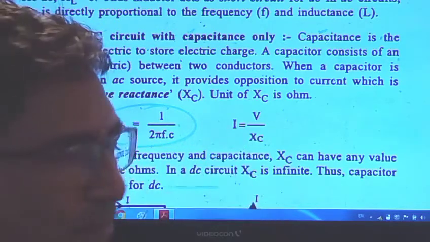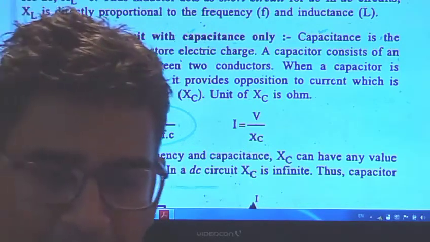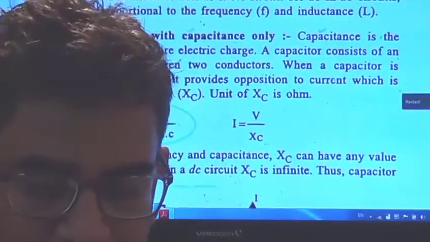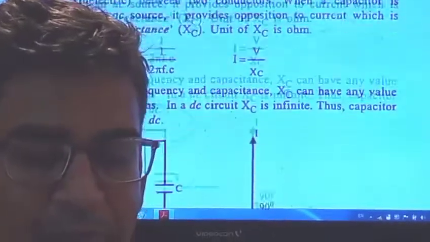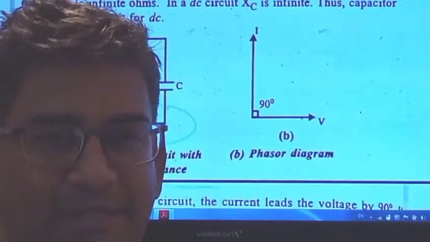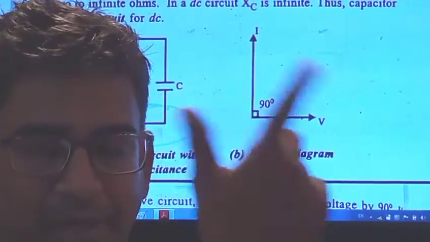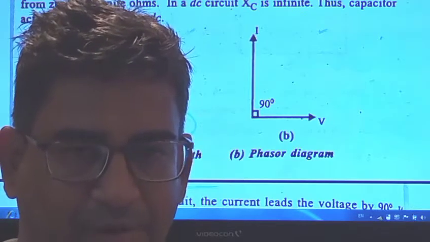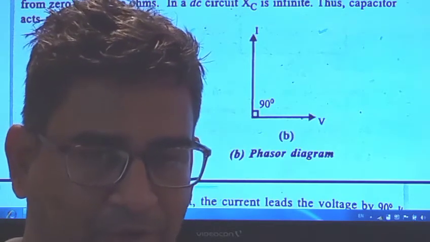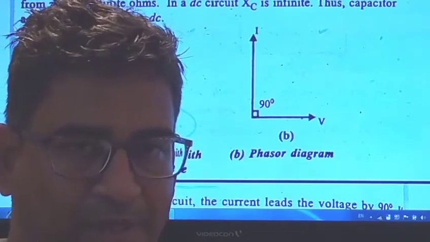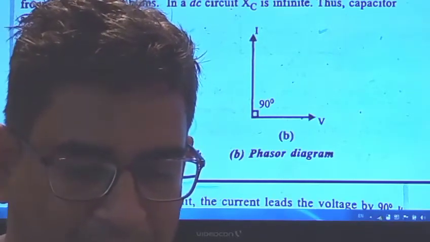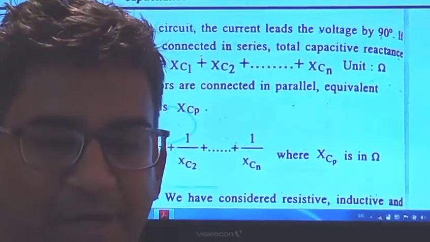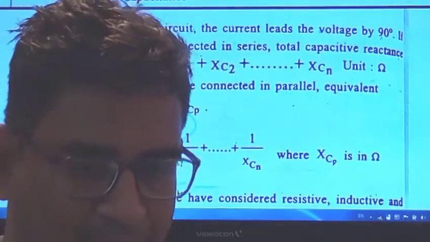Depending upon the frequency and the capacitance, Xc can have any value from 0 to infinity ohms. In a DC circuit, Xc is infinity since the capacitor acts as an open circuit. The inductor is short circuited, but the capacitor is open circuited for DC. In the phasor diagram, the voltage and the current have a 90-degree phase difference. In a purely capacitive circuit, the current leads the voltage by 90 degrees.